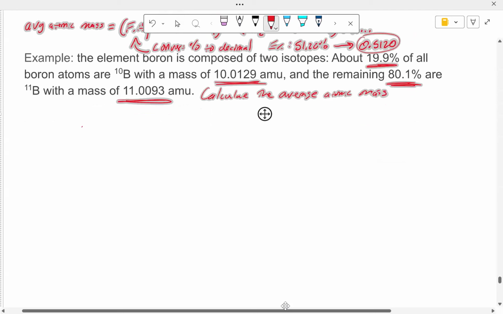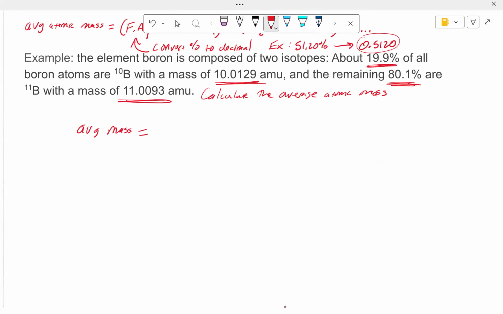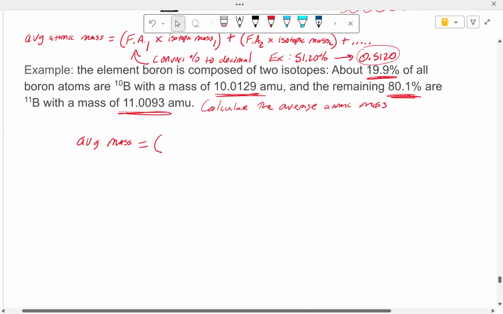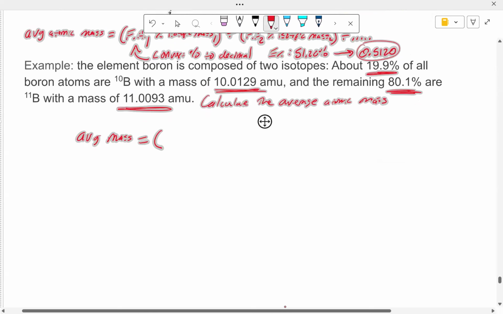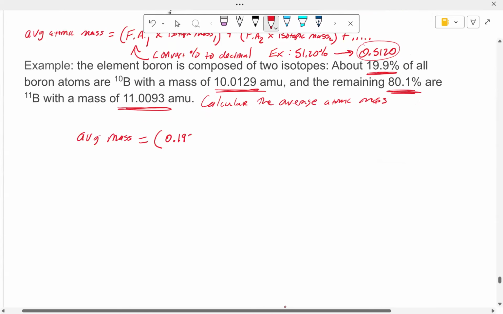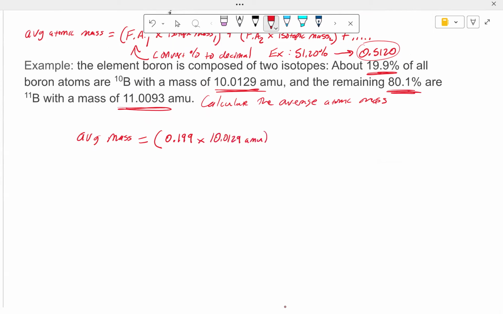So let's set this up. So the average mass, we're going to take the relative abundance of the first isotope. So that's 19.9%. I'm going to convert that, move the decimal point over two places. There's the fractional abundance, and I'm going to multiply it by the mass. Okay, so let me use a highlighter to show you where I'm getting those numbers from. This pertains to this.